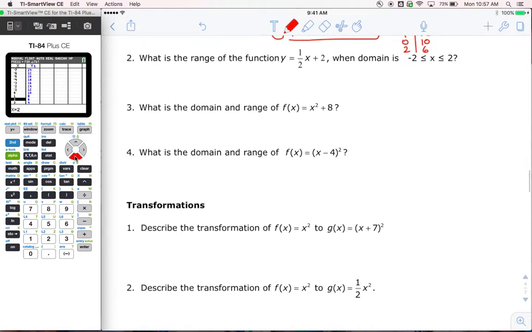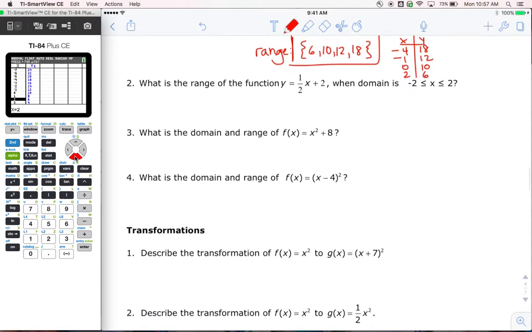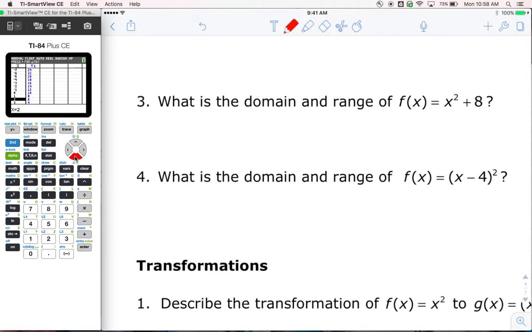All right, the third one in this section is talking about the domain and range, just in general, of this function, x squared plus 8. So I definitely want to get myself a graph. So I'm going to put this in y equals. We're going to type in x squared plus 8. And let's take a look at my graph here.